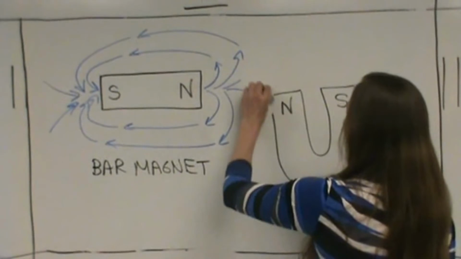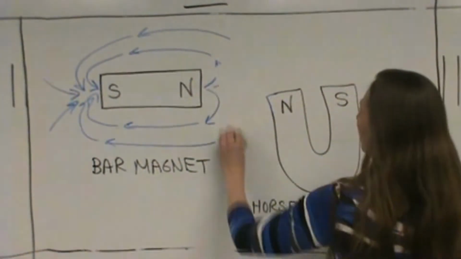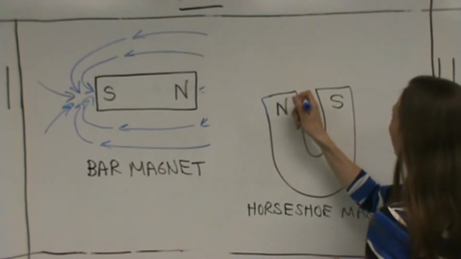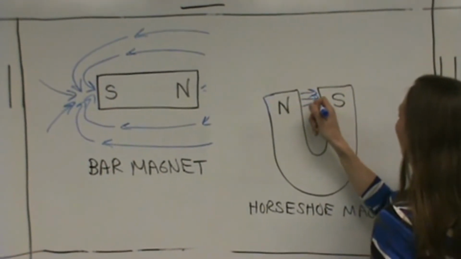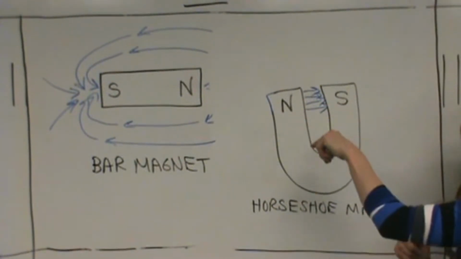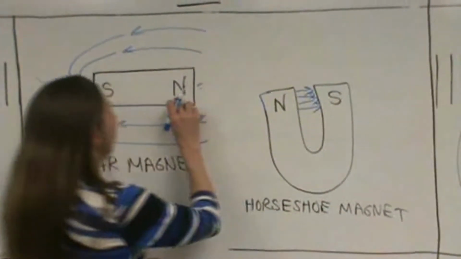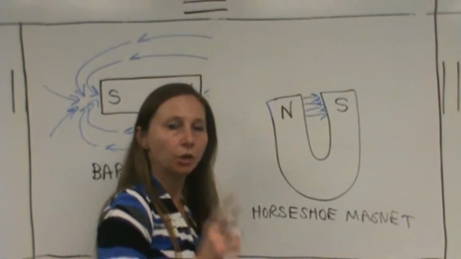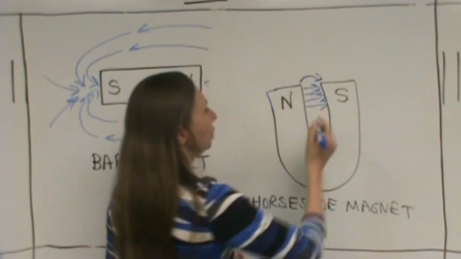Now, how about the horseshoe magnet? Let's fix the horseshoe magnet. For a horseshoe magnet, away from north toward south. That's on the little tip right between the two poles. The north and the south are called poles, just like the Earth, which we'll talk about in a few minutes.